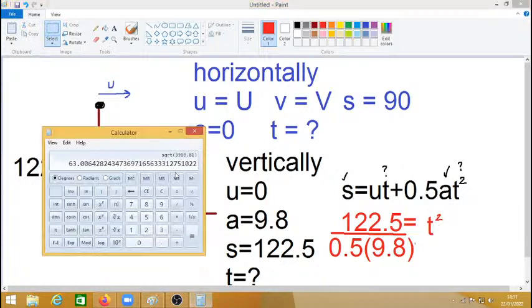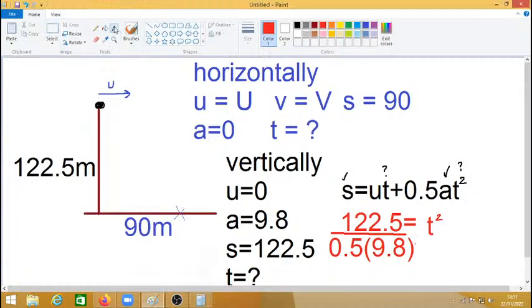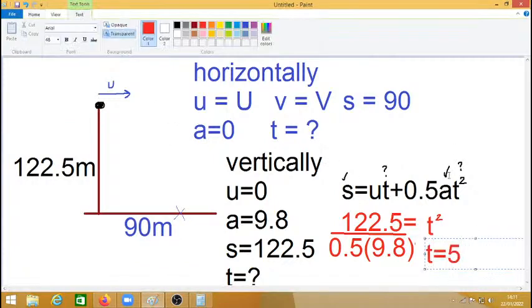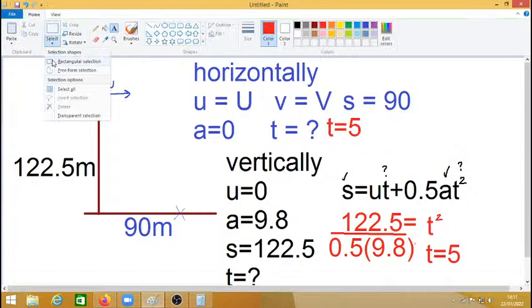Okay, let's try that. 122.5 divided by 0.5 times 9.8 gives me 25. Square root that, which you won't need a calculator to do, but let's do it anyway. So that gives me 5 for time, which is fantastic because time can be used up here. So I can now say the time is equal to 5 seconds.